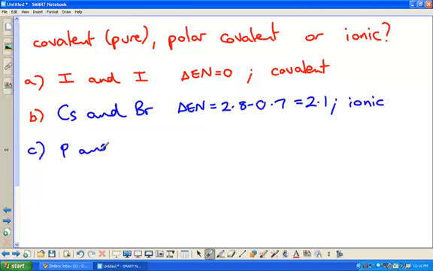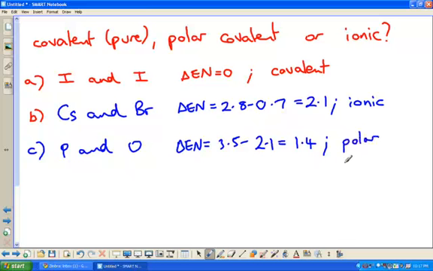Phosphorus and oxygen. Now both of these are non-metals, so the first thing you can say is, well, it's going to be covalent of some sort, but is it covalent or polar covalent? Well, we'll see. Oxygen has an electronegativity of 3.5. Phosphorus has an electronegativity of 2.1, giving a difference of 1.4. Therefore, polar covalent.